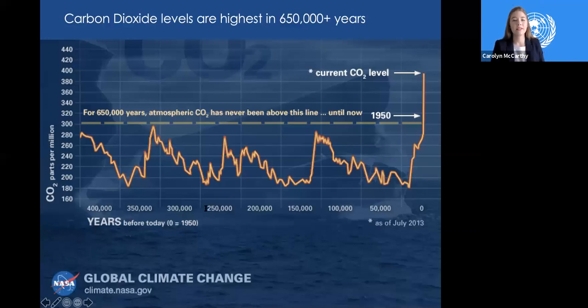Now, when scientists study the historical record of carbon dioxide, they can go back over 650,000 years. And during this time, you can see that there has been some variability in the concentration of CO2, but that it doesn't surpass 300 parts per million until the year 1950. Today, we have passed 415 parts per million, and concentrations of CO2 are expected to rise if we don't take immediate action. What we are seeing today is unprecedented.